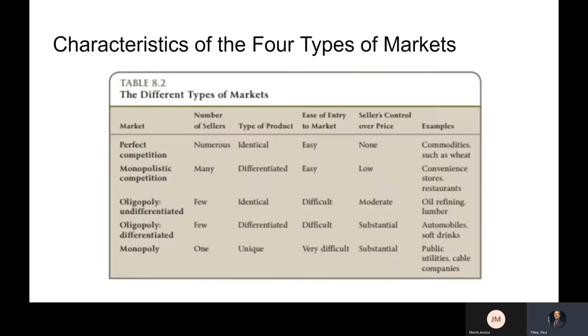If we look at the definition of it, there really are four types of markets, but specifically focusing on perfect competition, there are numerous sellers selling identical products. Getting in and out of the market is really easy because anyone can hang up a shingle and start. The seller's control over the price is non-existent because it is a purely competitive market. And the closest we have is commodities. So, for example, oil, wheat, these things that are sold into the world market. So we have lots and lots of sellers across the world selling this type of product.